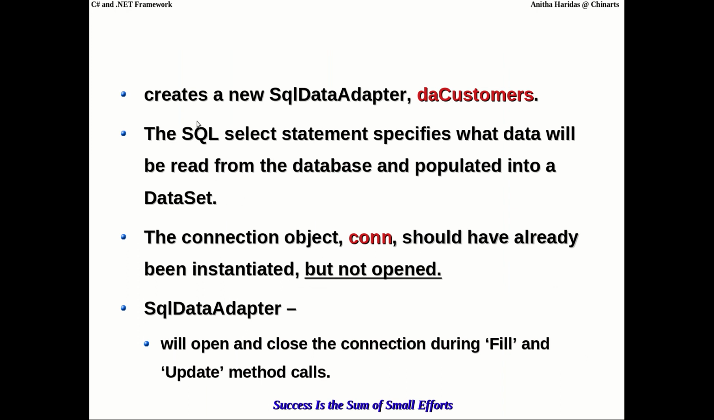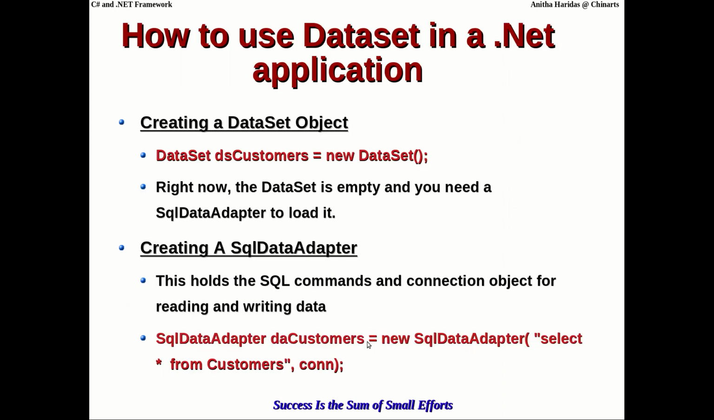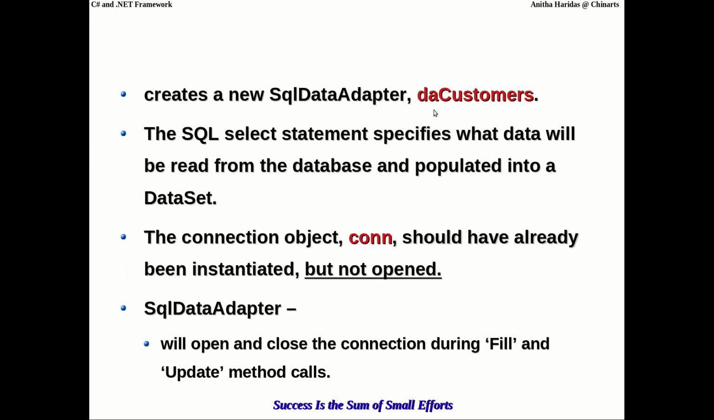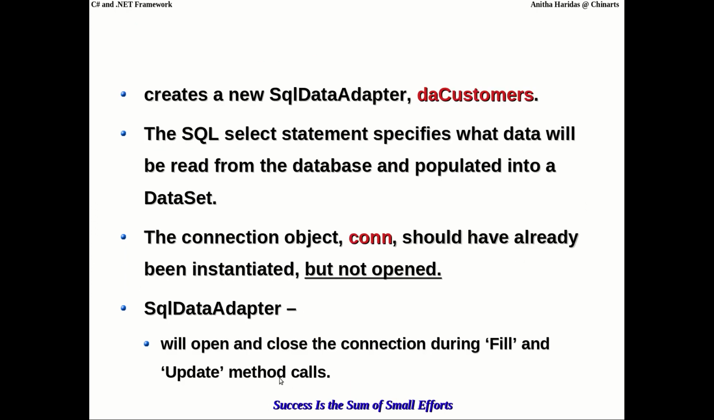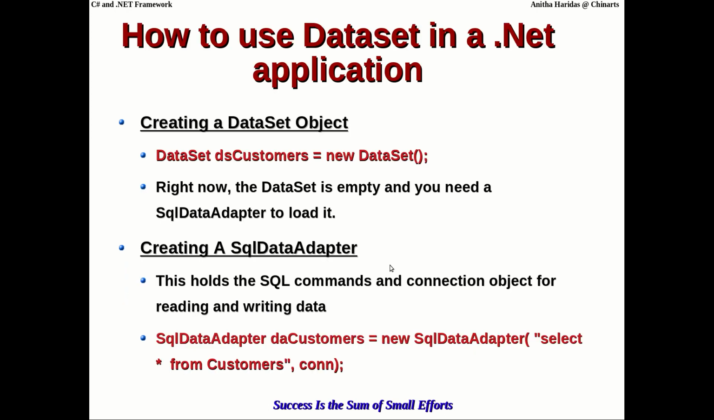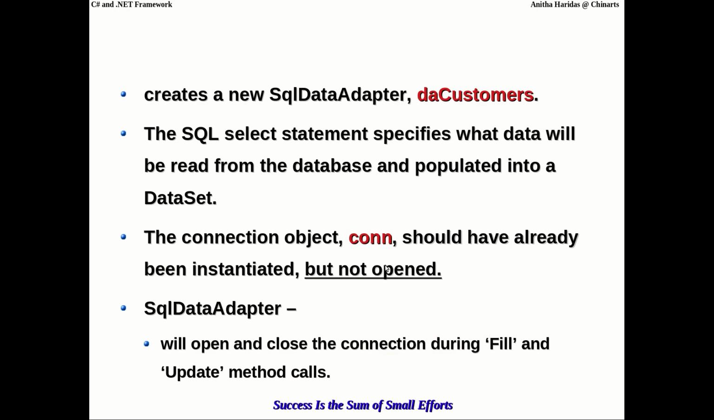So here in the example, we have created a SQL data adapter object and I called it DA customers. The SQL select statement will specify what data will be read from the database and populated into the data set. So I select the records from the table called customers. Then the connection object CONN must be instantiated before you create the SQL data adapter.